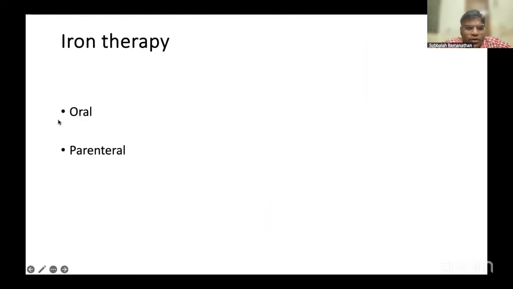So iron therapy, oral and parenteral. Choice is oral in most scenarios, except for those three scenarios which I told you, where it's parenteral. IM is rare, and IV is almost universal now. Hardly people use IM as it's outdated.